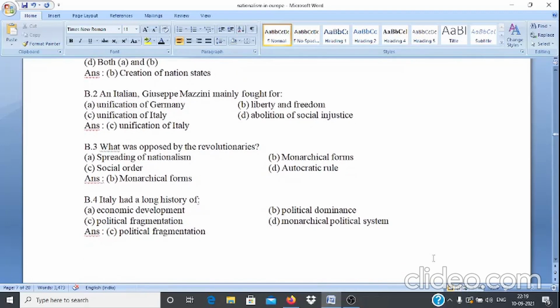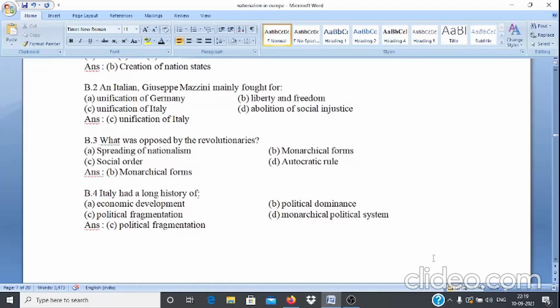An Italian Giuseppe Mazzini mainly fought for A. Unification of Germany, B. Liberty and freedom, C. Unification of Italy, and D. Abolition of social injustice. And the answer is option C, that is unification of Italy.